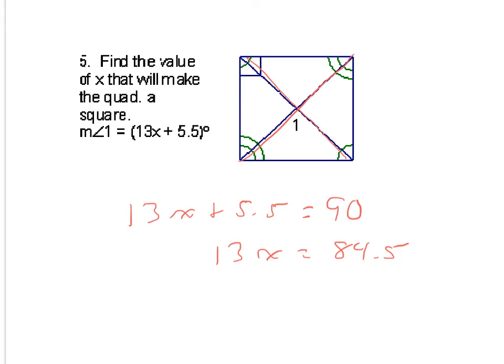Now I'm going to divide both sides by 13. 84.5 divided by 13 looks yucky, but it's actually not too bad. X equals 6.5.